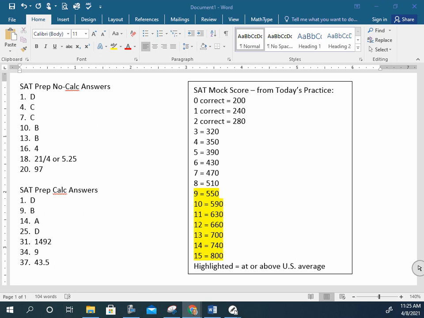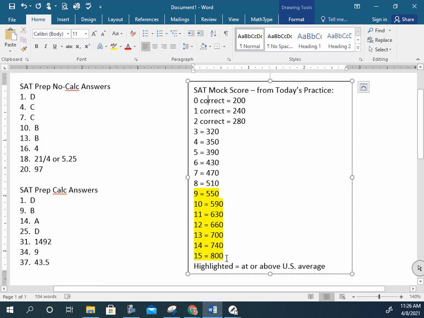On the right-hand side is based off of the number of questions you got right in this little mini 15 question deal that you just did. If this was the real SAT, what would have been your score? So obviously, if you don't get any correct, you get a 200. If you got them all right, you got an 800. And then whatever in between is whatever in between. The highlighted ones are the numbers that would have been at or above the United States average. So you can see what the scores were there.